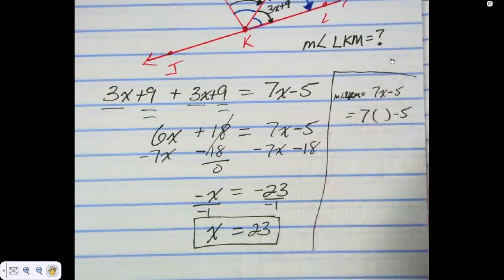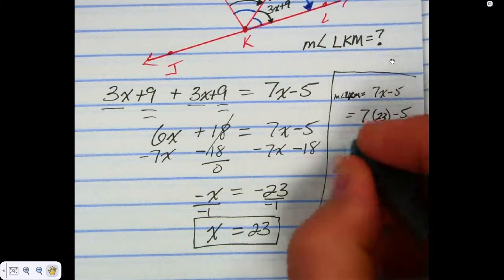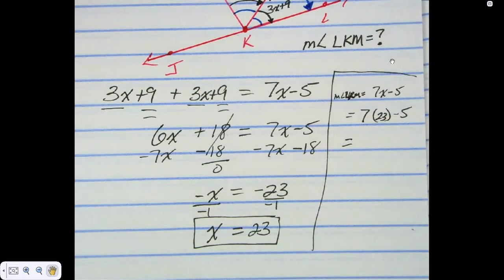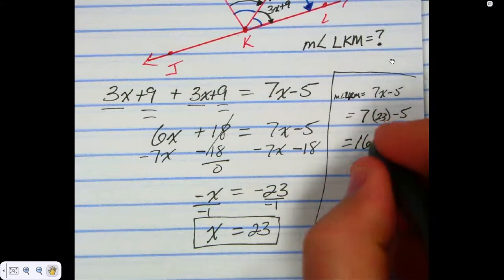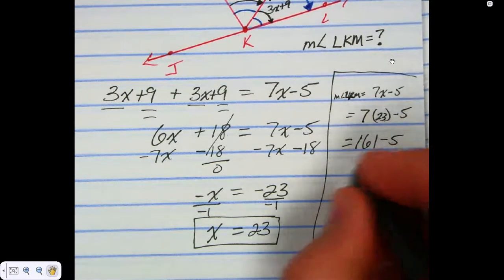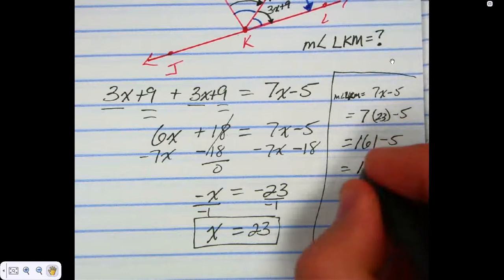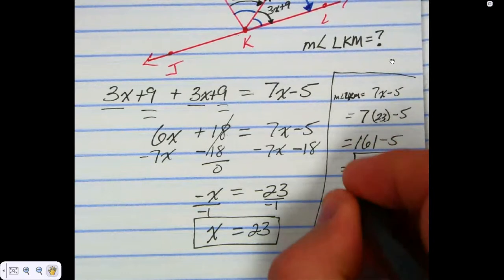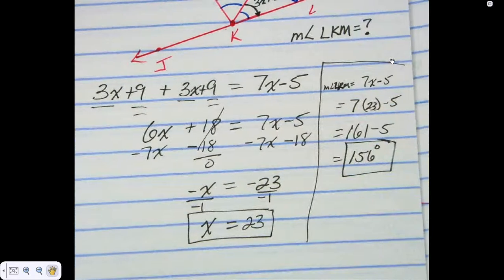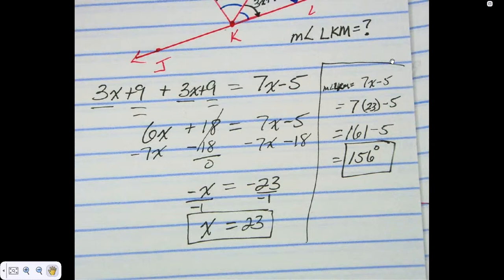What is x? 23. So what is 7 times 23? 7 times 20 is 140. 7 times 3 is 21. That's 161. Minus 5. What is that? 156. That is your answer. That was easy.